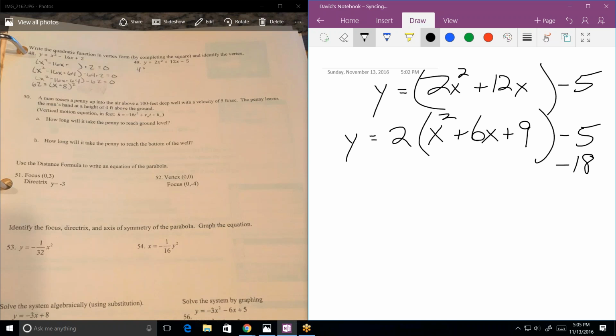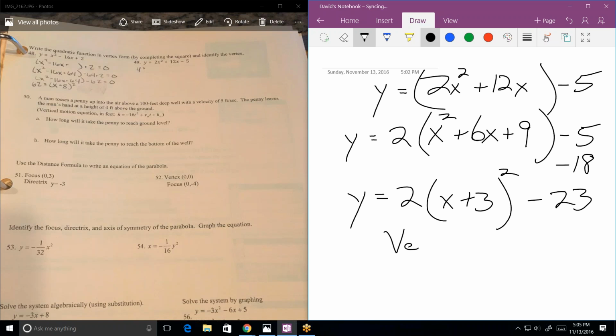Cool. Now, what's the next line? And then the next line would be y is equal to 2 times x plus 3 squared, minus 23. Good. What's the vertex? -3, -23. Good. Cool. All right.